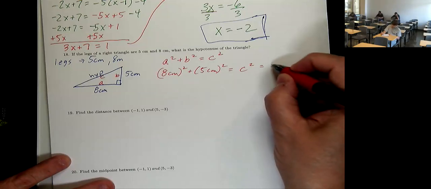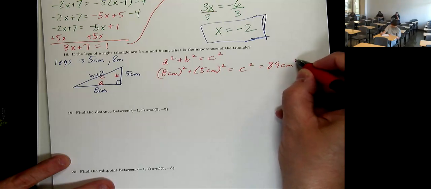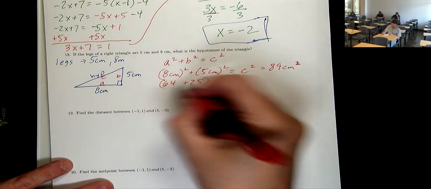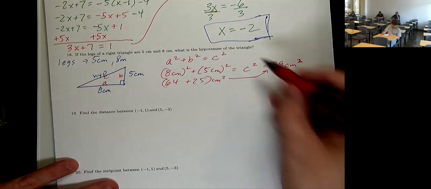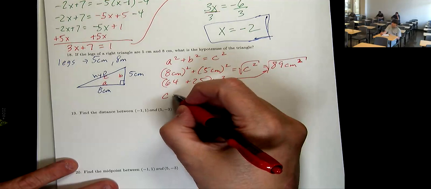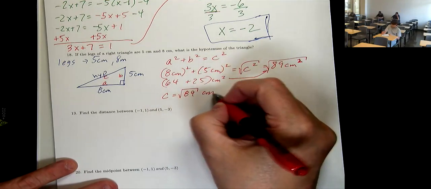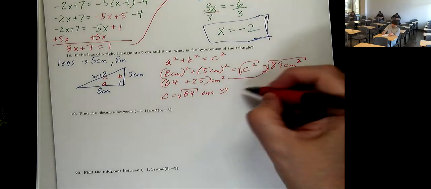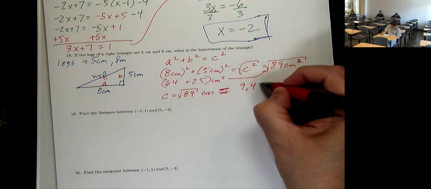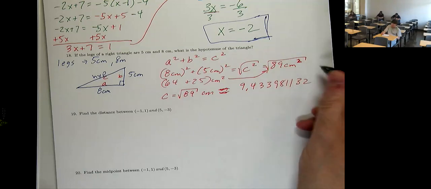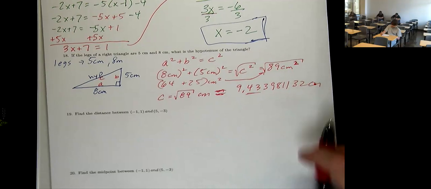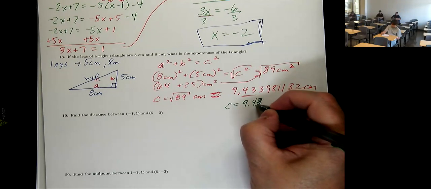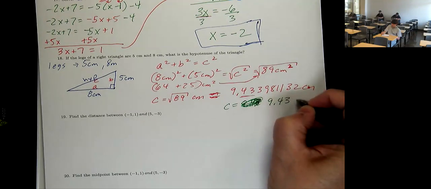64 plus 25 is 89 centimeters squared. So if I take the square root of both sides, I get C equals the square root of 89 centimeters, which is, if I do all the numbers, 9.4339811132. We only want 2 decimal places. So C equals 9.43 centimeters.